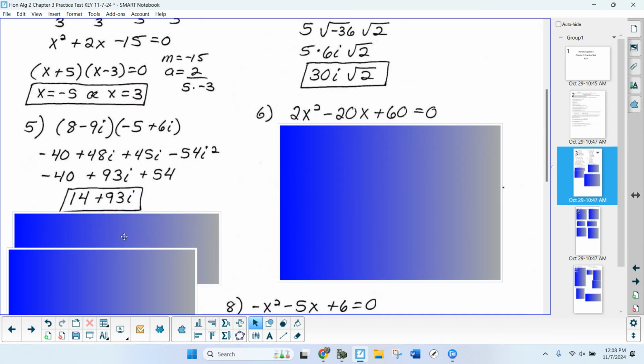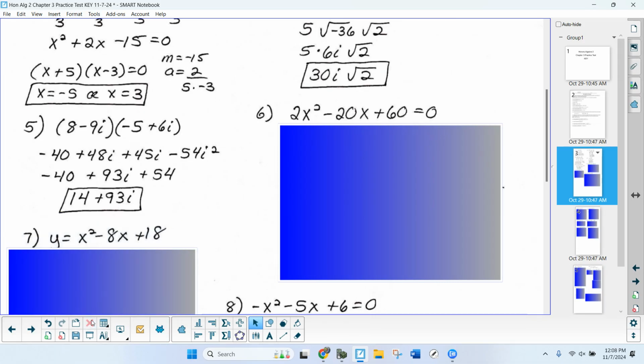Okay. I don't know how you have 98. That's a 93 in the middle, not a 98. Oh, yeah. Okay. Just be careful. Yeah, I wrote it wrong the first time. All right. How'd you guys do on that one? Keep in mind that i squared is negative 1 and negative 54 times negative 1 is positive 54. Great. Questions on that one?